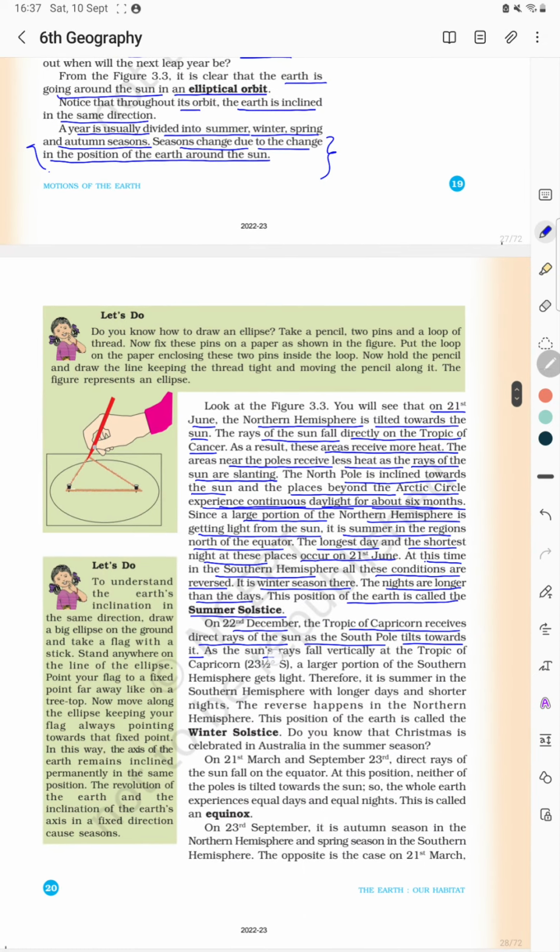As the sun rays fall vertically on the Tropic of Capricorn, which is 23.5 degrees south, a large portion of the southern hemisphere gets light. Therefore, it is summer in the southern hemisphere with longer days and shorter nights. The reverse happens in the northern hemisphere. This position of earth is called winter solstice.